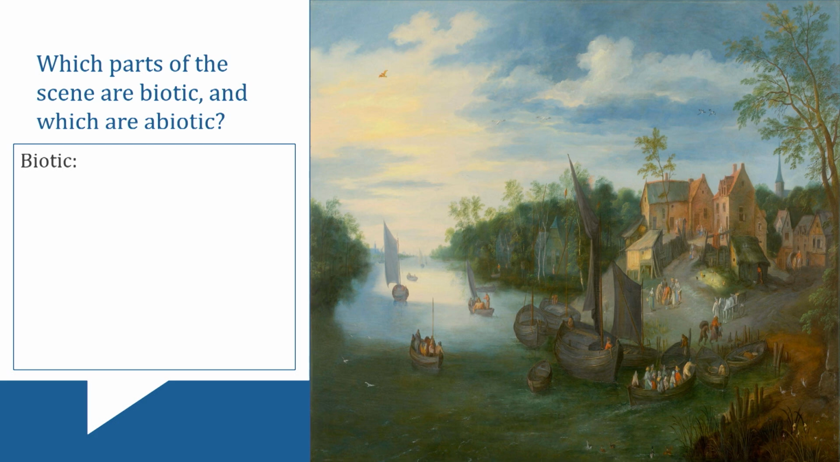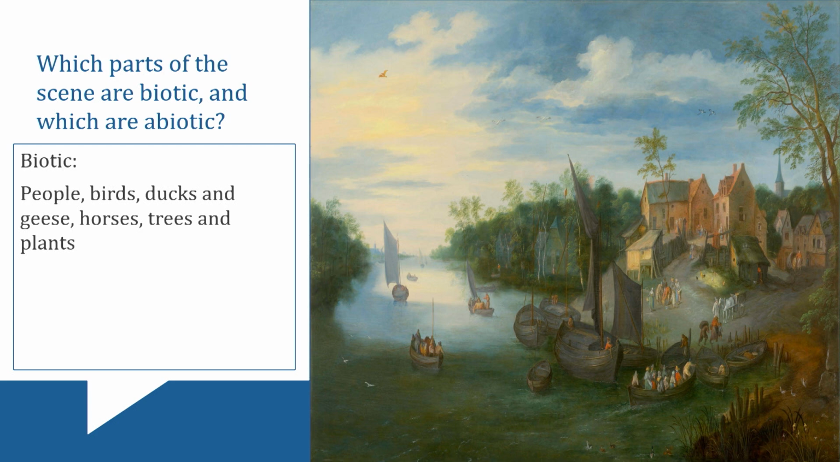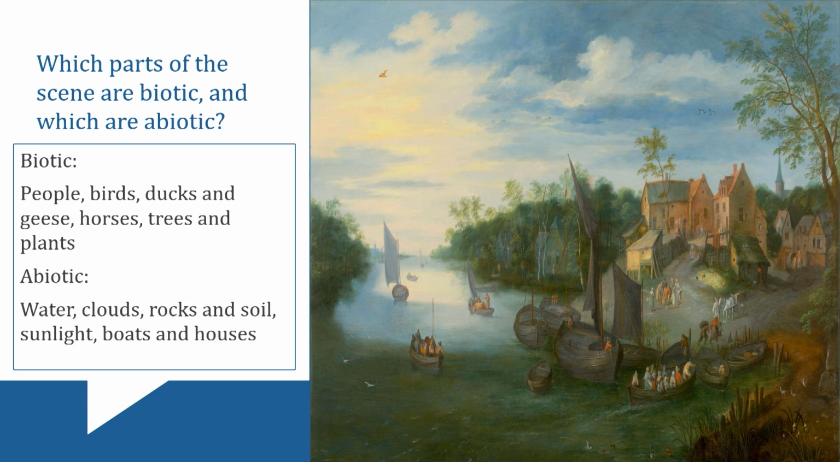Well, there's a lot of them, but here are some that we could have focused in on. I see people, birds, ducks and geese, horses, trees, and plants. All of those things are alive, and so we would say that those are biotic factors. Next up, I want us to try to pick out some abiotic factors. Remember, abiotic means without life. So what are some things in this picture that are there but aren't really considered alive? There's a lot of different options, but here are a couple that you might have noticed. We can say water, clouds, rocks and soil, sunlight, boats, and houses. All of these things would be abiotic. They're in the picture, but they don't have any life, and so they are abiotic factors.